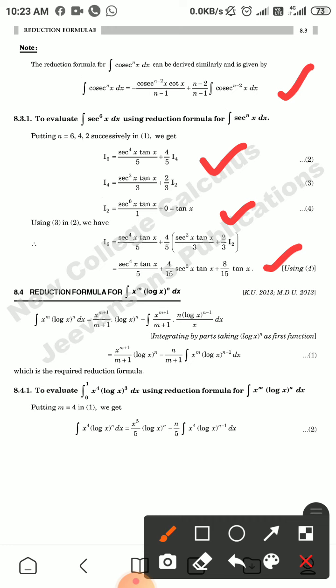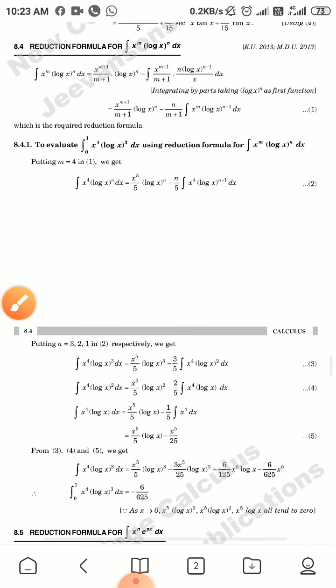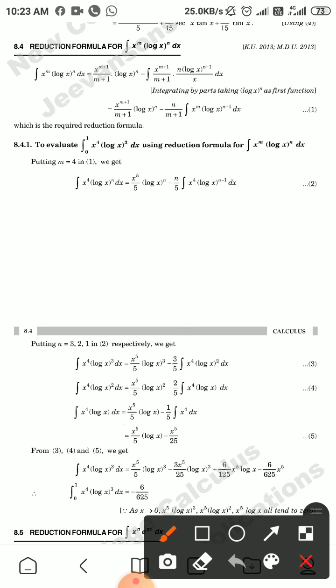Now next, 8.4. Reduction formula for integration of x raised to power m log x raised to power n dx. Integration of x raised to power m log x raised to power n dx.